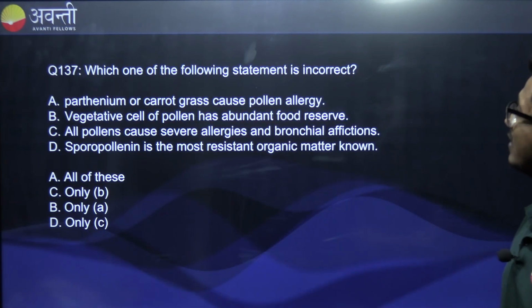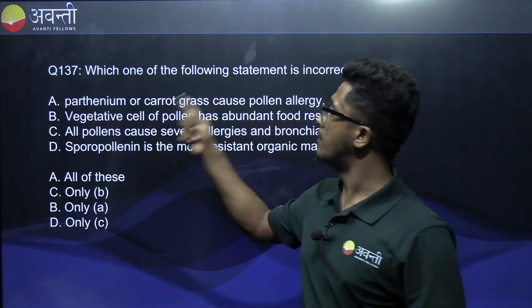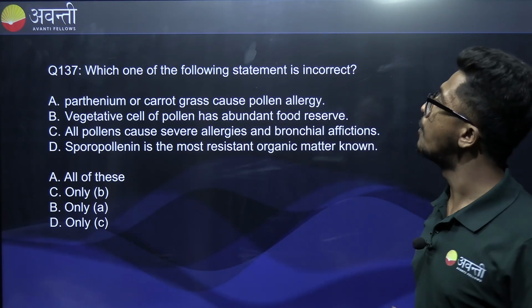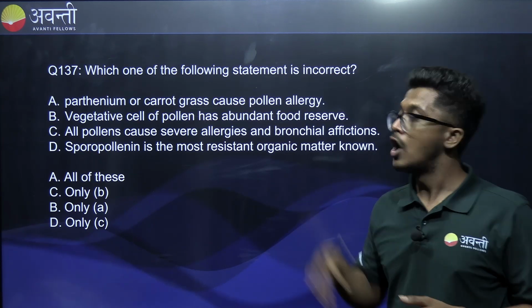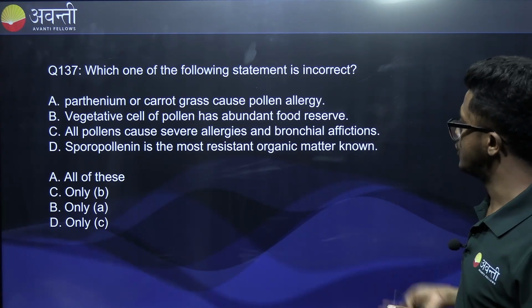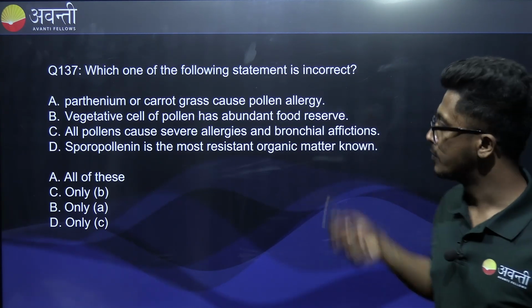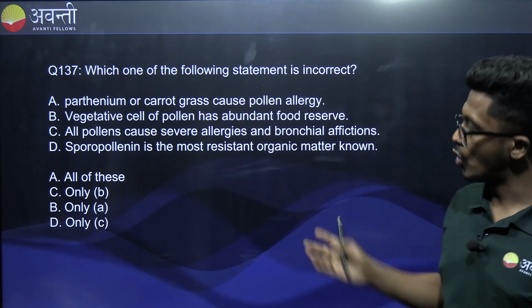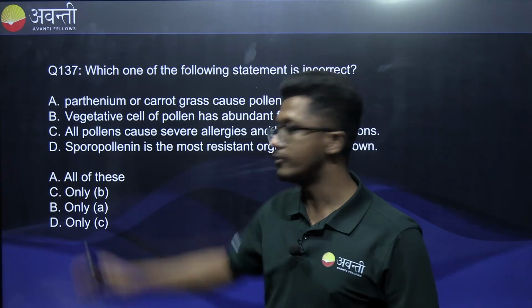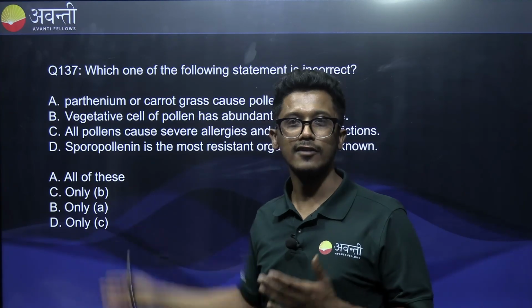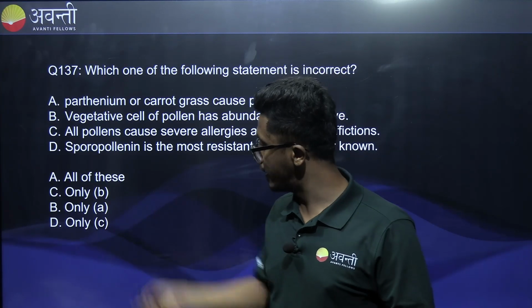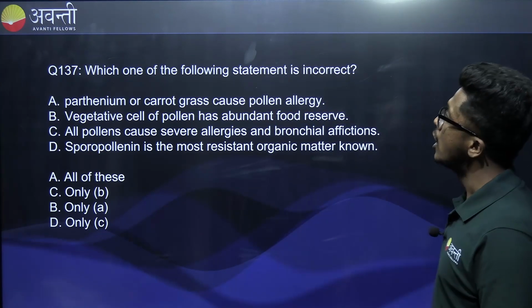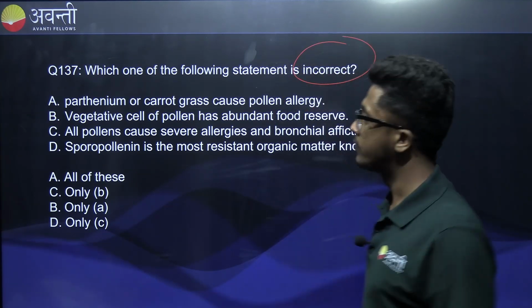Which of the following statements is incorrect? Parthenium or carrot grass causes pollen allergy. Vegetative cells of the pollen has abundant food reserve. All pollen causes severe allergies and bronchial affections. Then sporopollenin is the most resistant organic matter known. And our options are, option A says all of these, option B says only B, option C says only A, option D says only C. So let's look at each statement one at a time. We have to find the incorrect statement.